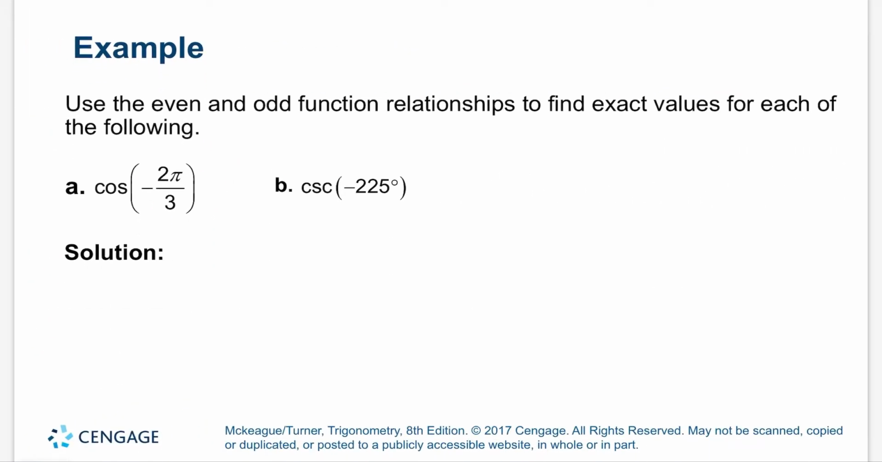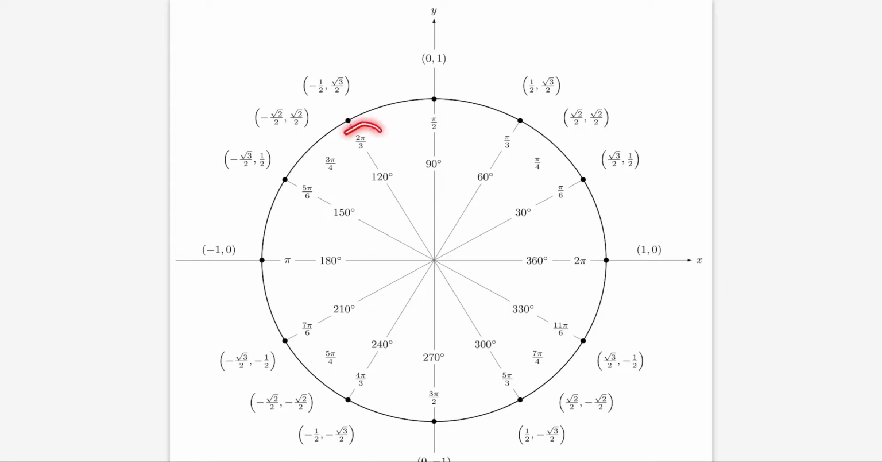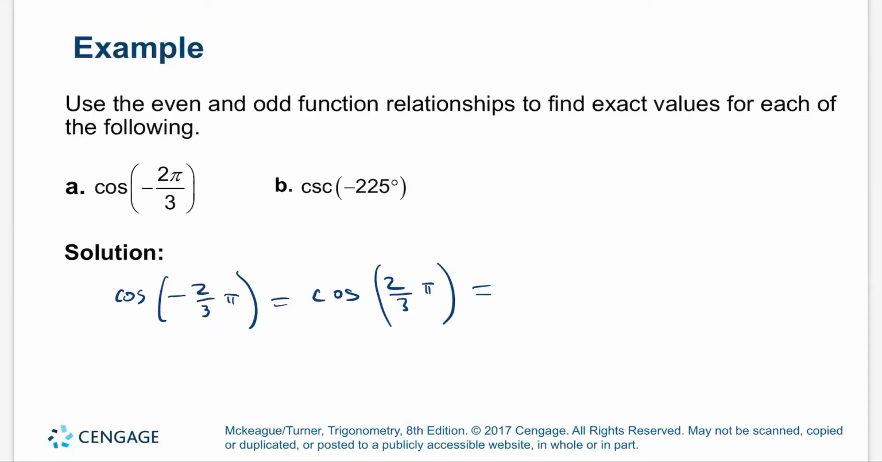All right, so here's an example. Let's go ahead and apply the rule. Since cosine is even, we know that cosine of negative 2/3 pi is going to be equal to positive cosine of positive 2/3 pi. All right, and if you don't know the value of cosine of 2/3 pi, you would look at your unit circle and see that 2/3 pi is here. Cosine is equal to the x coordinate, so that would be -1/2.